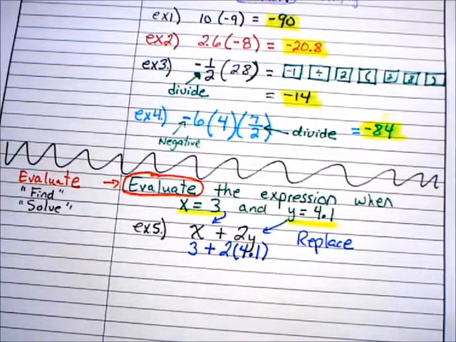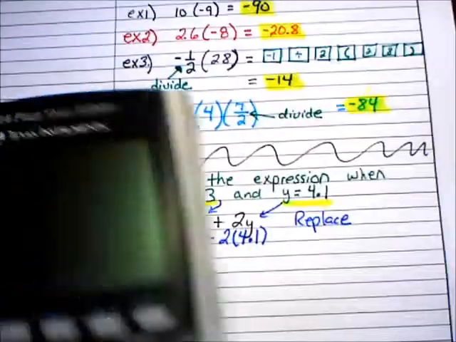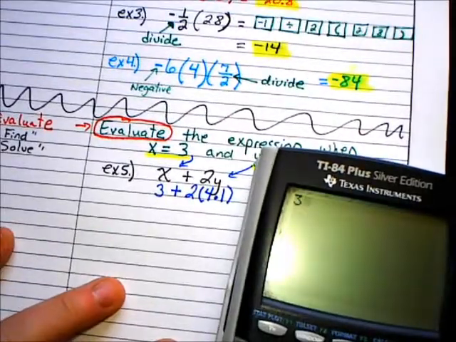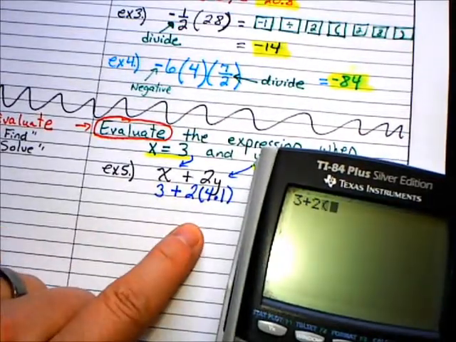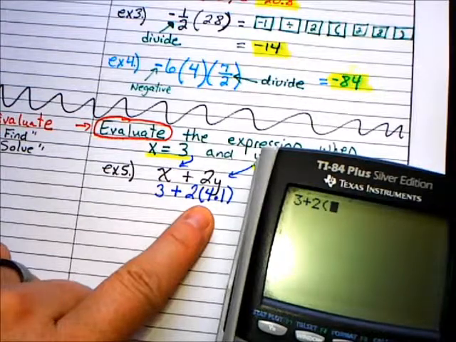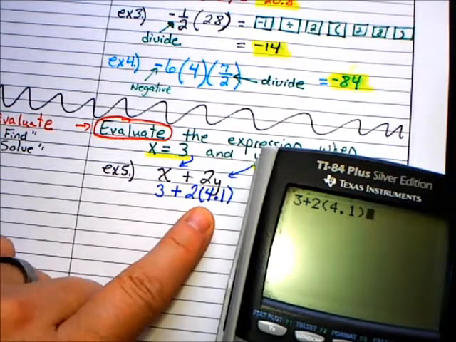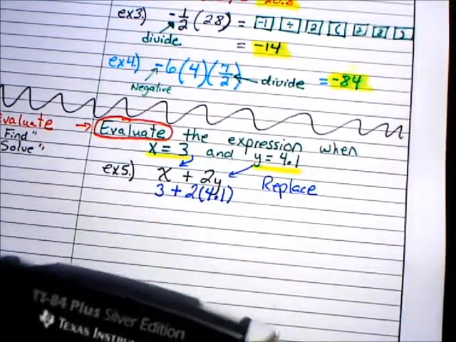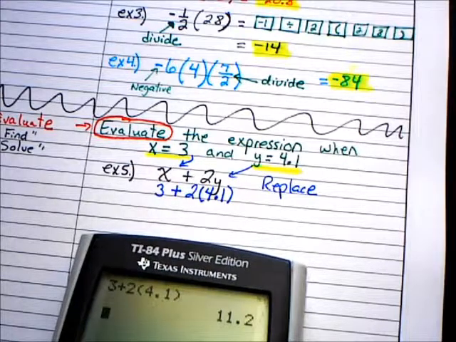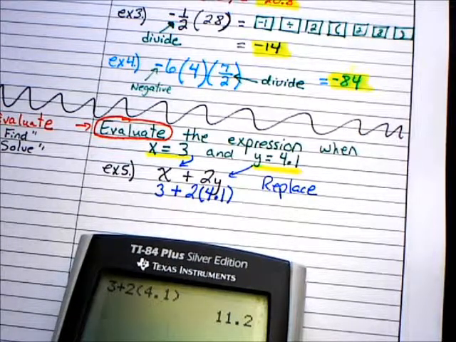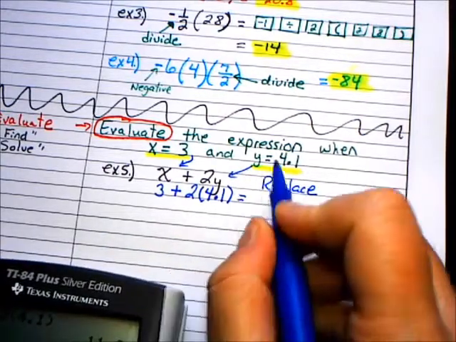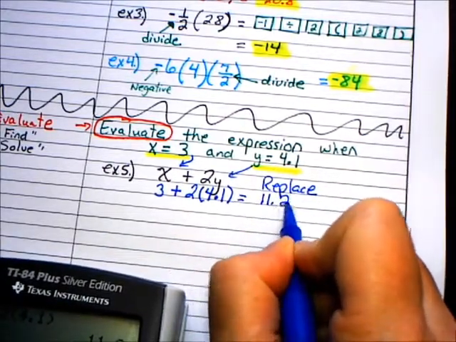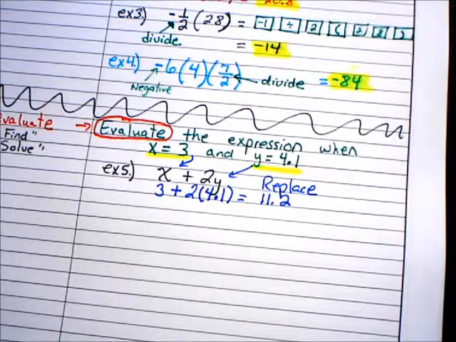I want to type this in. So I'm going to type 3 plus 2 parentheses, then I have 4.1, close your parentheses, and enter. Okay, when I enter, I end up with 11.2 for my answer.